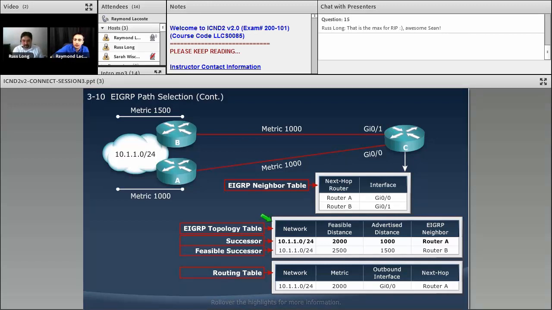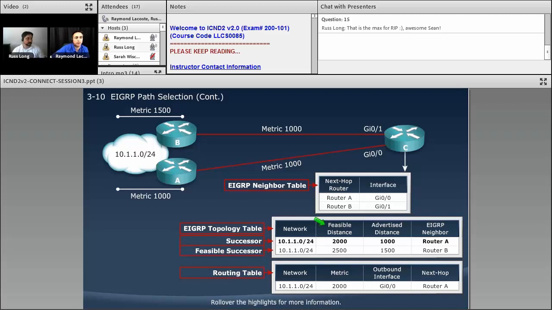So the EIGRP topology table contains all the possible routes that are learned from neighbors. And I say all possible routes because according to router B and A, it might be good. But according to router C, it's garbage. So we're going to get the good, the bad, and the ugly in our EIGRP topology table. Then it's up to C to filter out and figure out what is good from router C's perspective. And the best route for the 10.1.1.0/24 network is going to be put in the routing table. So how does it figure out what is the best route?